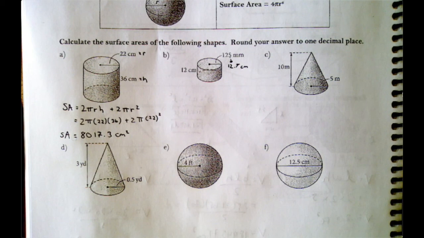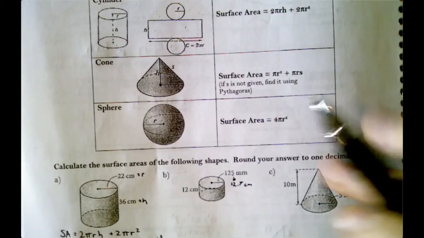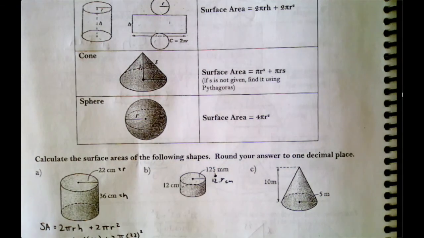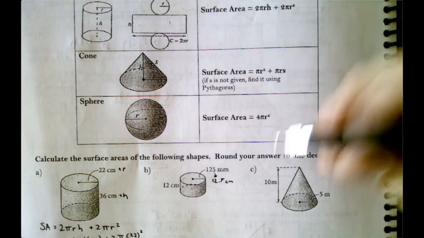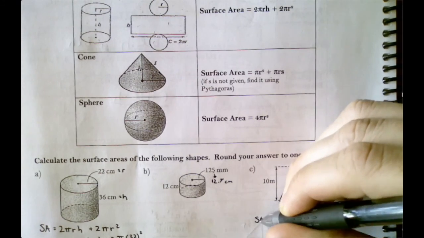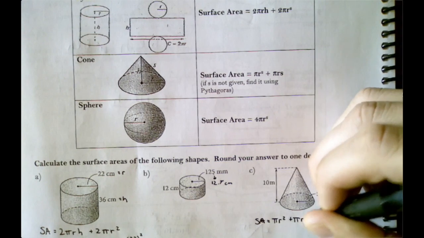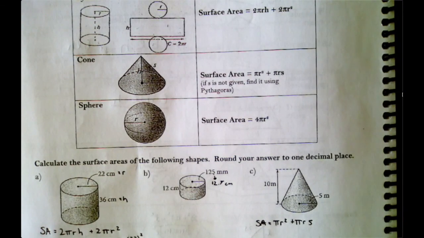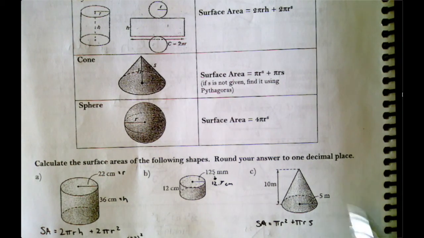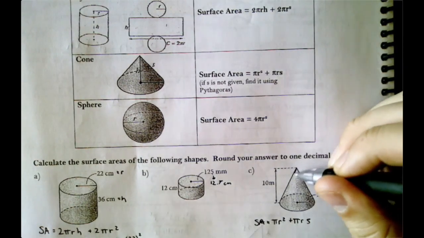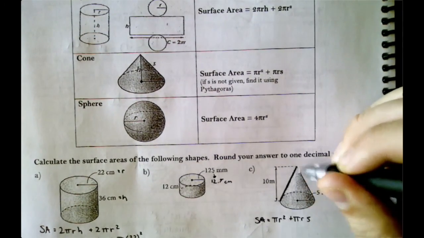Let's move on to C. C is a cone. If we look at our formula sheet, the surface area of a cone equation is pi r squared plus pi r s. Let's write that down. Surface area equals pi r squared plus pi r s. So let's see if we can identify where those are. r stands for radius. We have the radius. And s, the slant, is this diagonal, which we don't have.